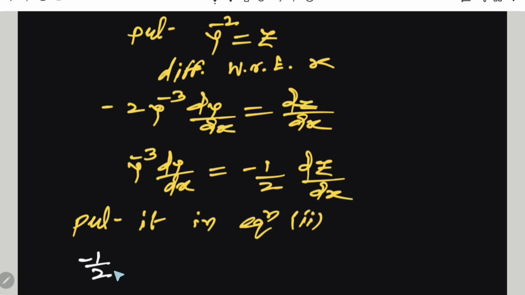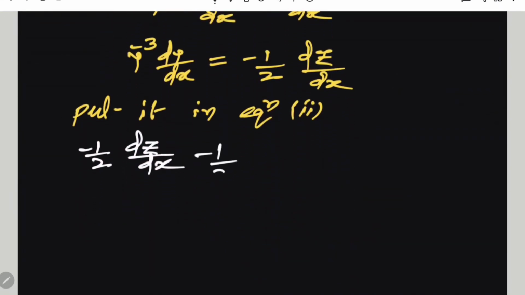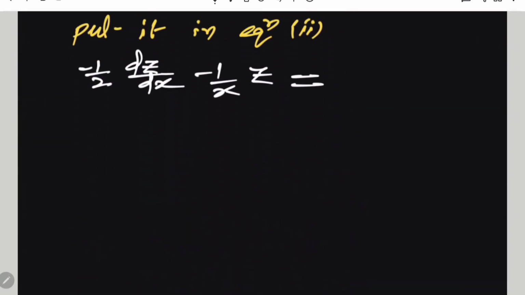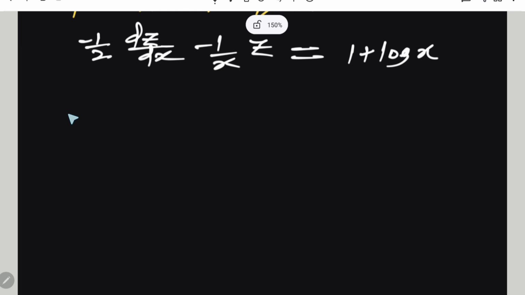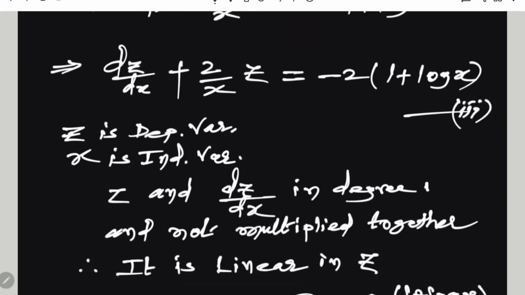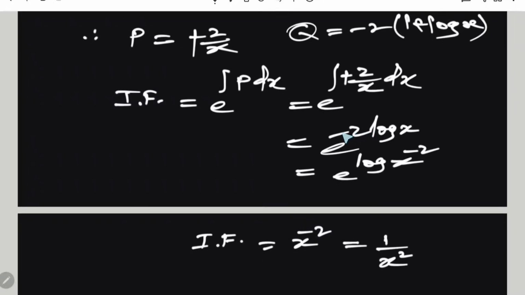minus 1 by 2 dz by dx minus 1 by x into z equals 1 plus log x. Then multiplying by minus 2, we get dz by dx plus 2 by x into z equals minus 2 into (1 plus log x). Equation 3 is linear in z. Therefore, P is 2 by x, Q is minus 2 into (1 plus log x).